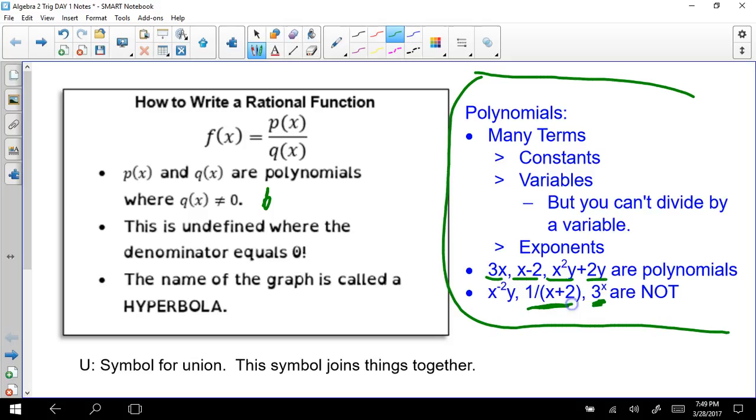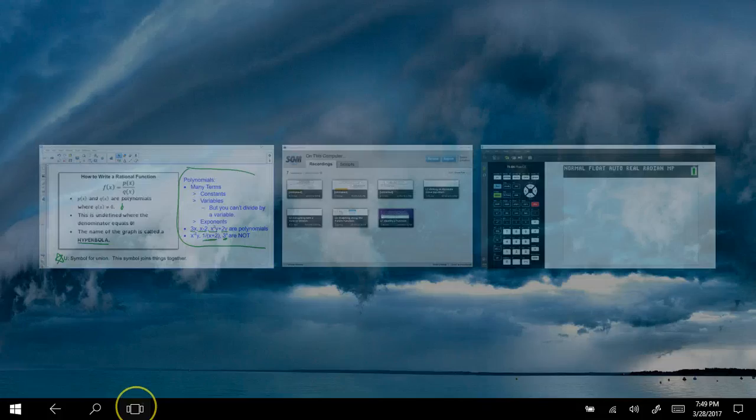This is a rational function. We're going to study that right now. Something interesting: the graphs of rational functions are called hyperbolas. So if I refer to a hyperbola, it's just what the picture is going to be. And then you're going to learn something, you'll see this letter U. That's the symbol for union. This symbol is going to join things together, and we're going to use it for the domain and range. So basically, let's move on.